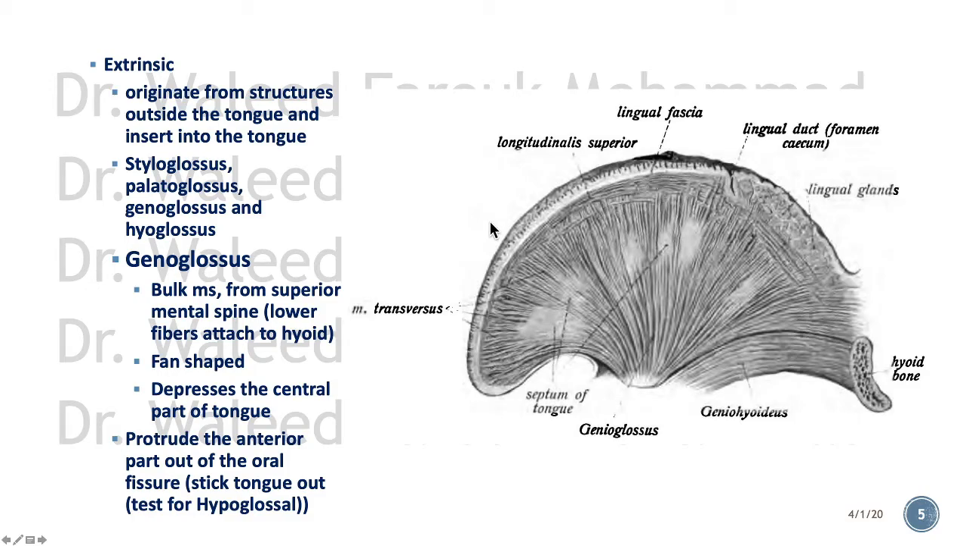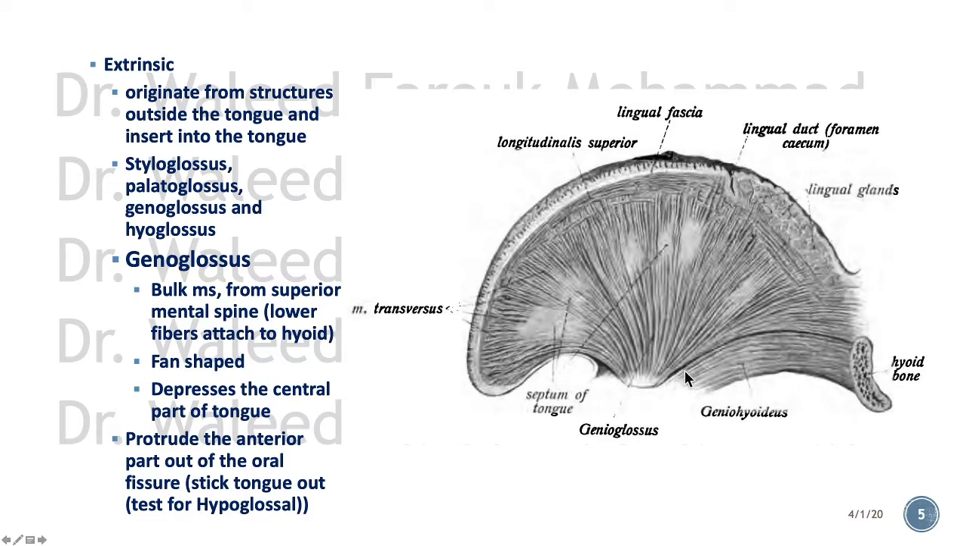The extrinsic muscles. The genioglossus, although it's a major part of the substance of the tongue, is not intrinsic because it's attached to bone. Remember the mental spines: the inferior mental spine attaches to geniohyoid, the superior mental spine attaches to genioglossus. It's at the inside of the anterior end of the mandible, and it's fan-shaped, it fans, see?